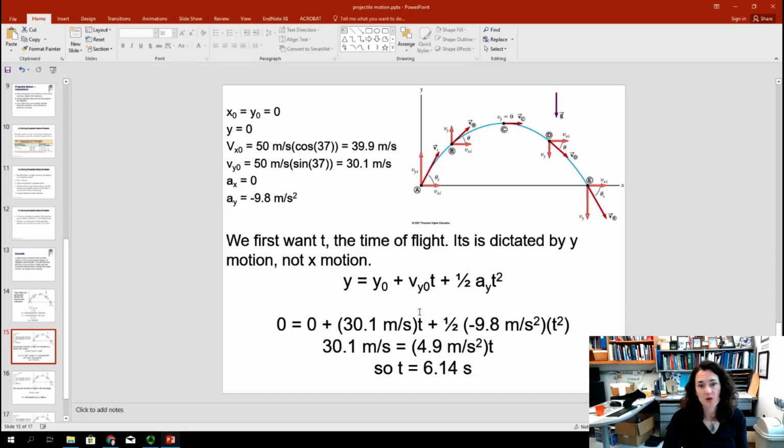Now, in my next step, both my terms contain t. I have 30.1 times t is equal to 1/2 times 9.8 times t squared. I can cancel out one of those t's. I can divide t from both sides of my equation. When I do that, I end up with 30.1 is equal to 4.9 times t. Now I can solve pretty easily by dividing both sides by 4.9. And I end up with t is equal to 30.1 divided by 4.9. My units, of course, are going to be seconds. And so I end up with a time of flight of 6.14 seconds.